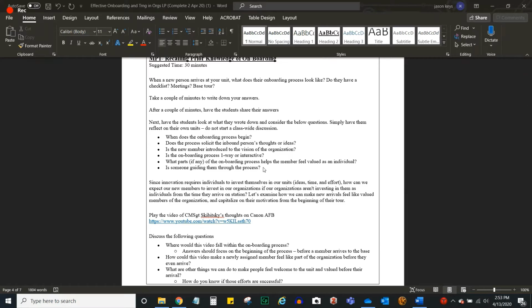So you're going to ask them, hey, when does the onboarding process begin? Does the process solicit the inbound person's thoughts or ideas? Is the new member introduced to the vision of the organization? Is the onboarding process one way, or is it interactive? And what parts, if any, of the onboarding process help the member feel valued as an individual as opposed to a number? And is someone guiding them through this process?